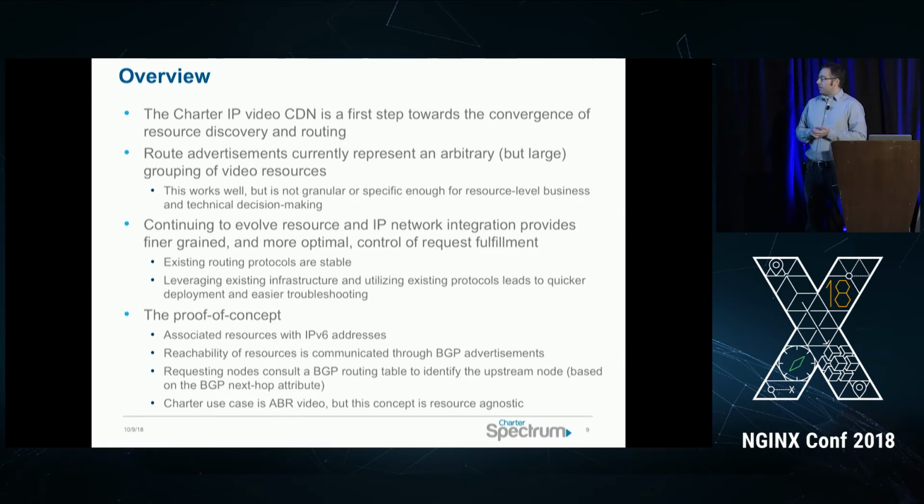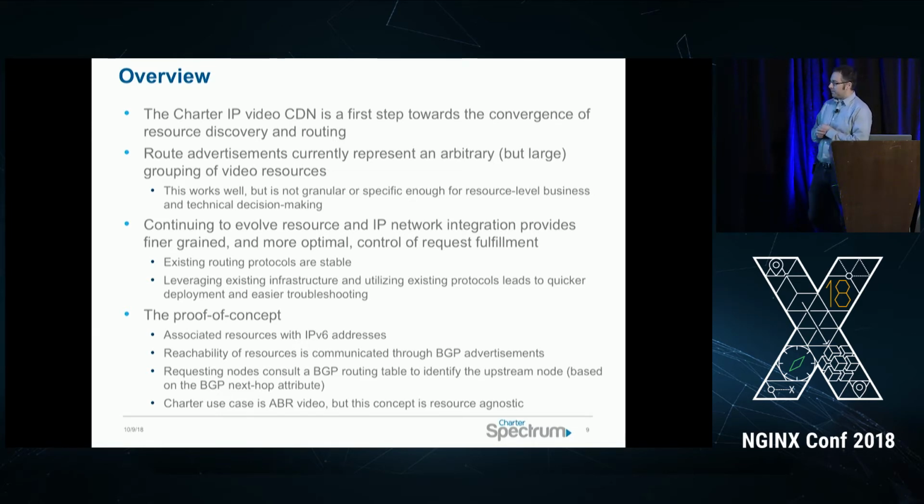So we started to think, well, how do we continue to converge that? And we started looking at BGP and V6 and the combination of that, because there's infinite V6 addresses. Can we start using that as the thing that represents content? Rather than having a block of addresses represent all of this content, have a single address represent this single piece of content. And then can we start using BGP to communicate that? So that's kind of where we started on this.